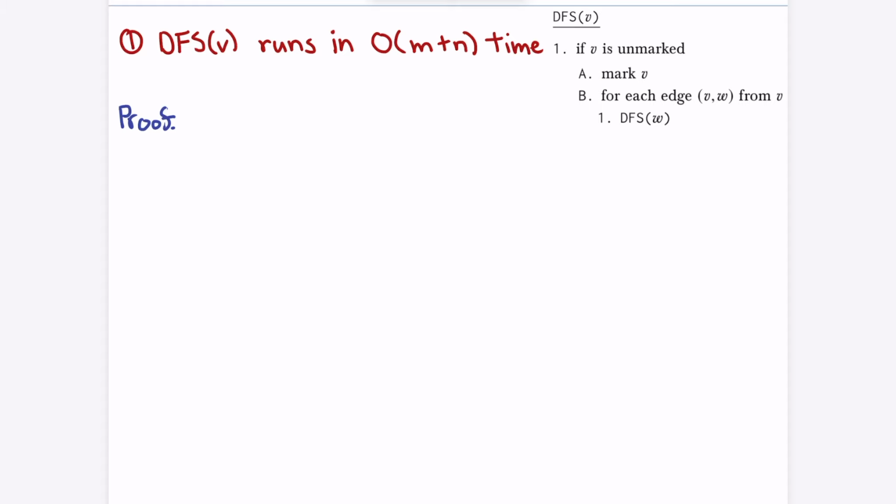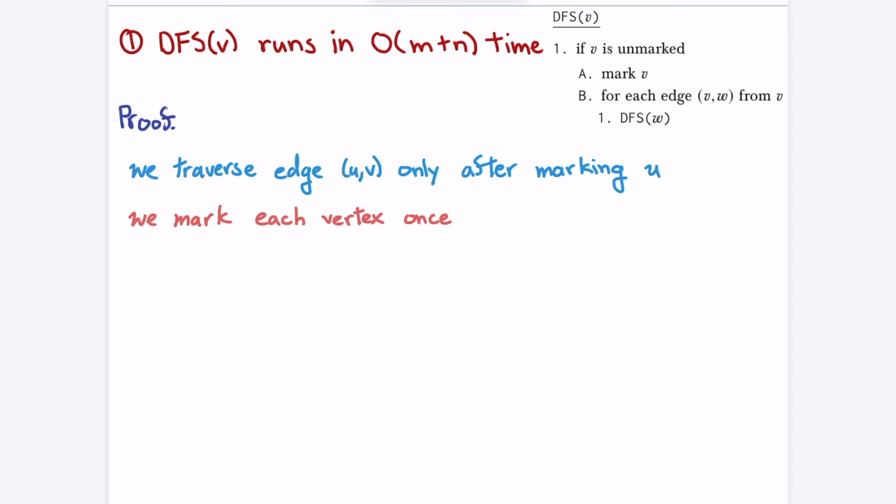Yeah, I think that's basically right. Here's how I articulated it, because I just want to write in some clear way, it's easy to read off and say, oh, of course. So we only traverse an edge UV after marking U. And we mark each vertex once. That's also clear from the algorithm. So you only traverse each edge once. I think that's it.